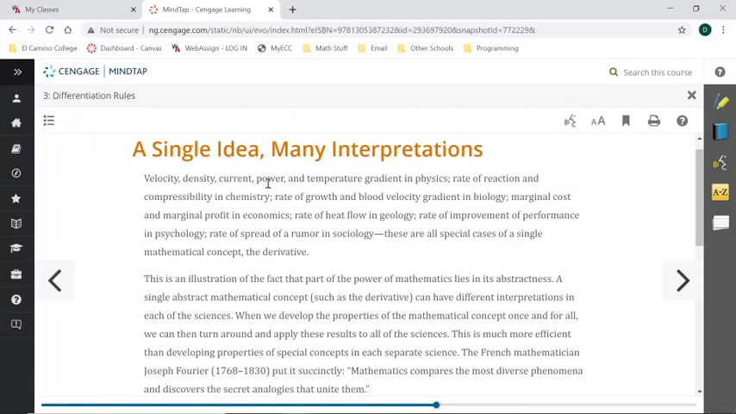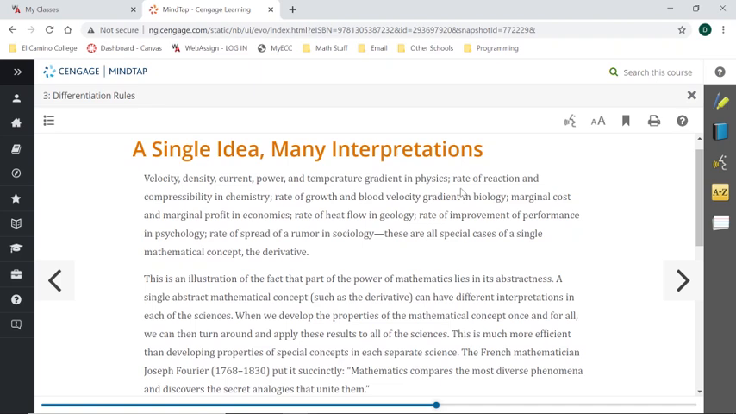Power is the instantaneous rate of change of work with respect to time. Work is the transfer of energy, the amount of energy that is transferred. So if you take the amount of energy transferred per unit of time, you get the amount of power. Temperature gradient in physics: a gradient is the direction of greatest increase for a function. You can study that in a multivariable calculus course.